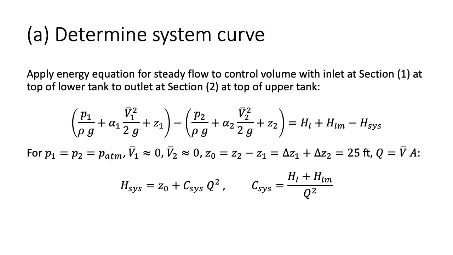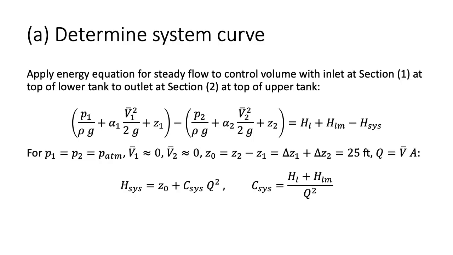To begin, we apply the energy equation for steady flow to a control volume that starts at Section 1 at the top of the water in the lower tank and ends at Section 2 at the top of the water in the upper tank. Thus, it includes all the water flowing from the lower tank, through the piping, accounted for by the major head loss term, through the entrance, exit, and elbows, accounted for by the minor head loss term, and through the pump, accounted for by the system head. Thus, the system head is the amount of head that needs to be added by the pump to overcome the losses and move the fluid through the system.